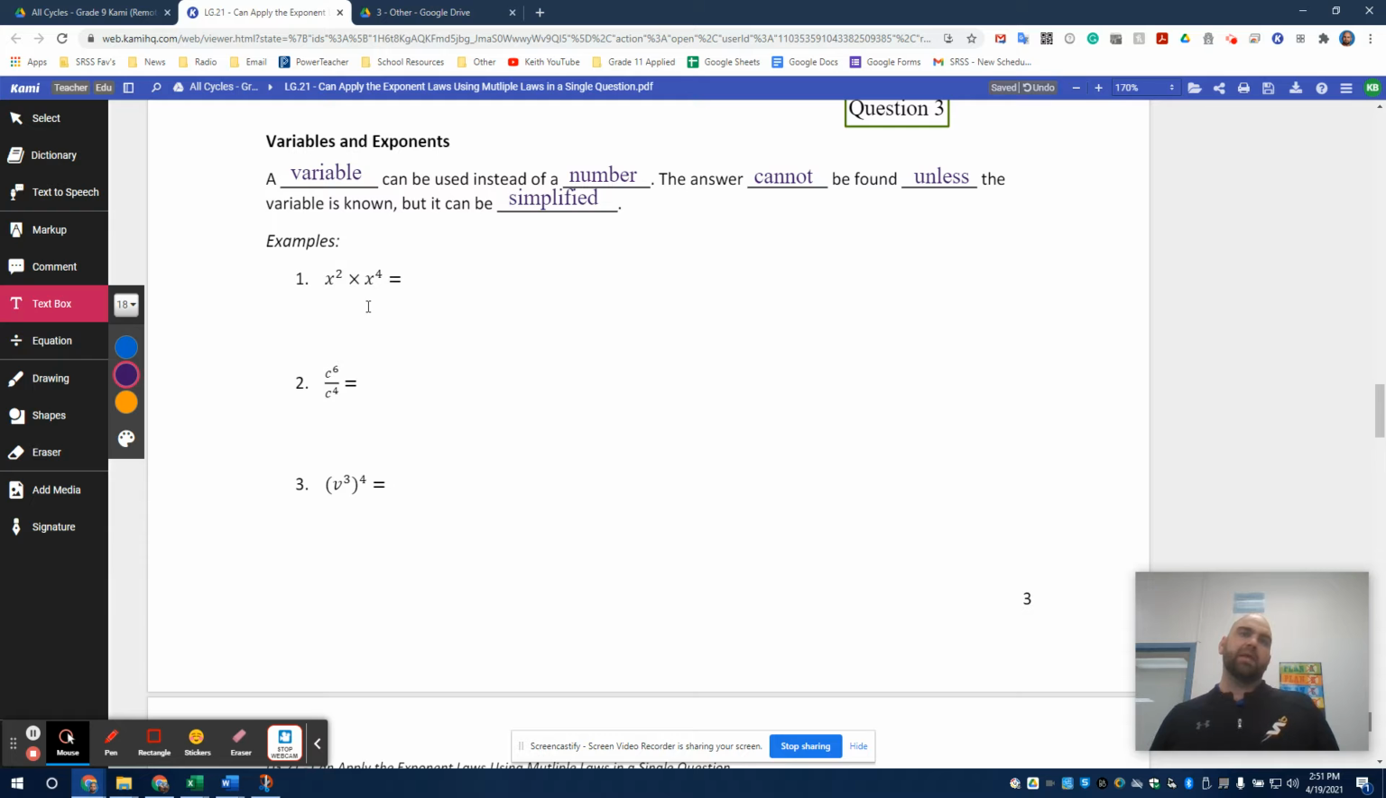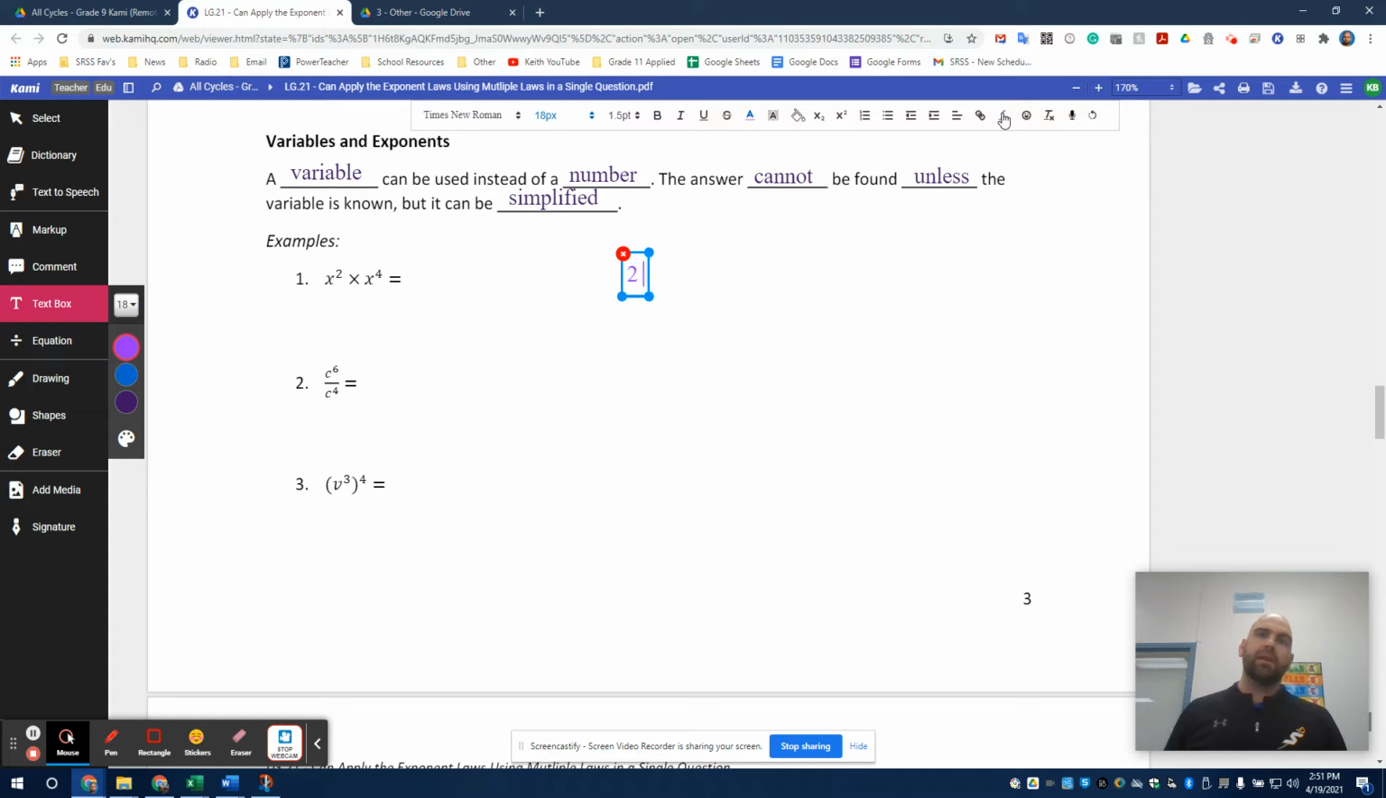So let's take a look at a few examples here. Here we have x as our base, and then we have the exponent 2 and the exponent 4. Now, just like any of the other questions that we've done, because they're multiplying together and have the same base, we can add the exponents together. And we're going to get a value of 6 right there. So because they're multiplying, we add the exponents together, and this is going to give us a simplified power of x to the power of 6.